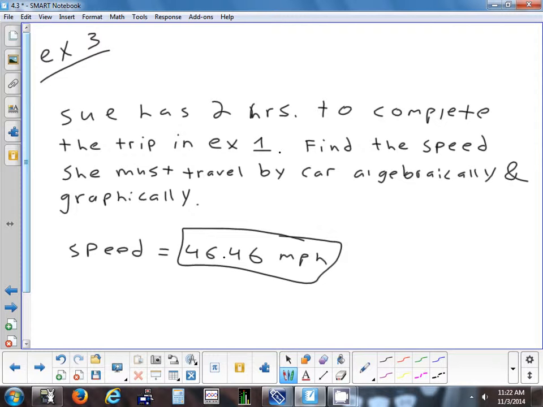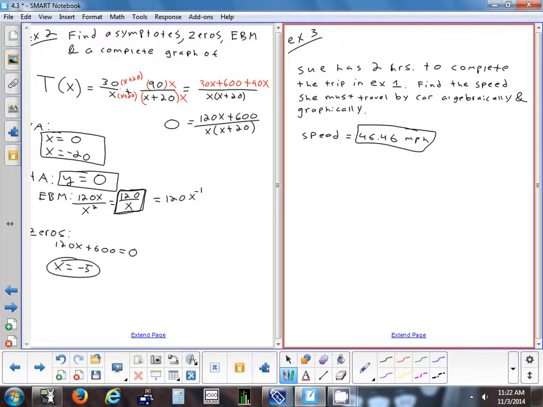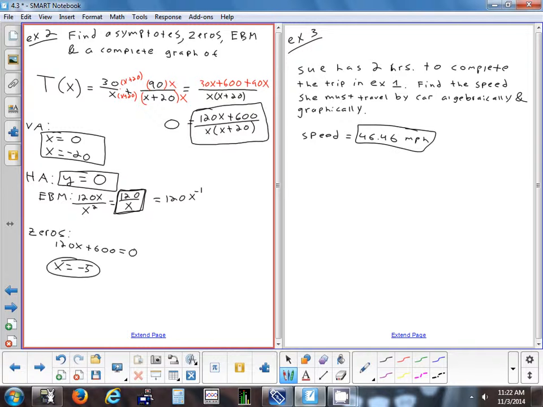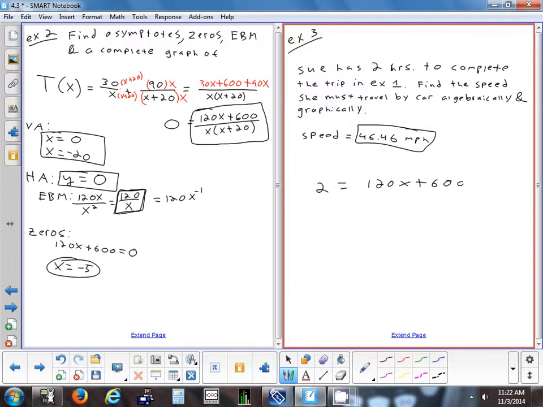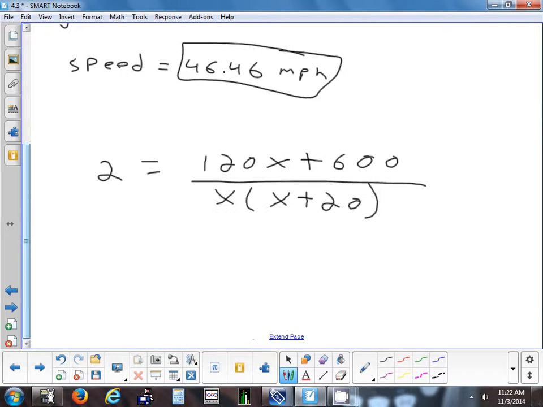All right, let's solve the same thing algebraically. To solve it algebraically, just take the equation we just had. Don't set it equal to 0, set it equal to 2. Let's see if we can solve it. First thing we want to do is try to get rid of that fraction on the right. Brianna, what could I multiply both sides by to get rid of that denominator?